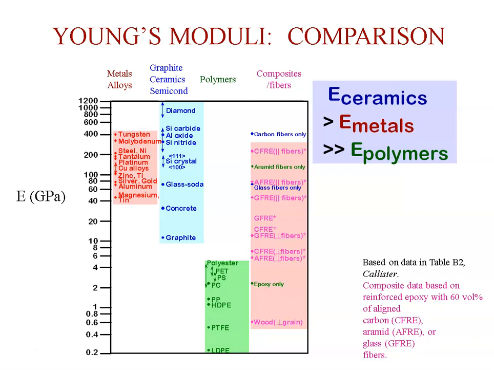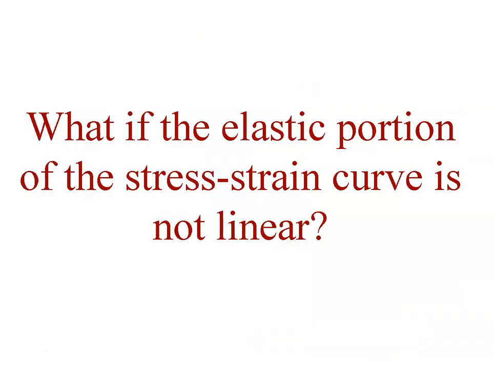And in general, the Young's modulus for ceramics is greater than that of metals. That is, ceramics are stiffer than metals. And both of these materials are much stiffer than polymers. Remember that elastic modulus refers to the slope of the linear portion of the stress-strain curve.